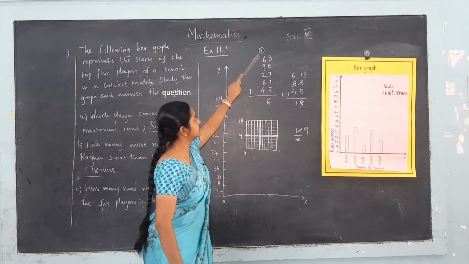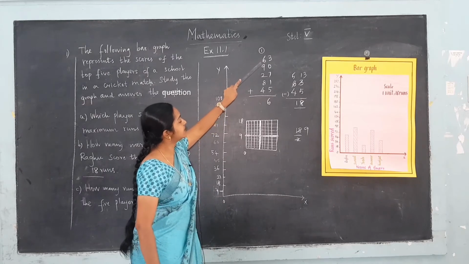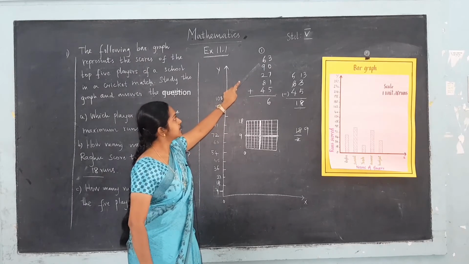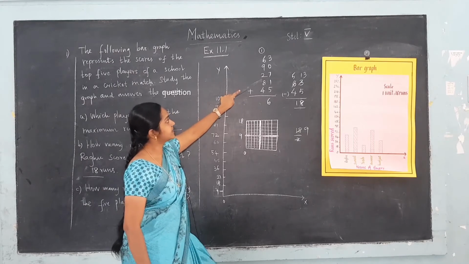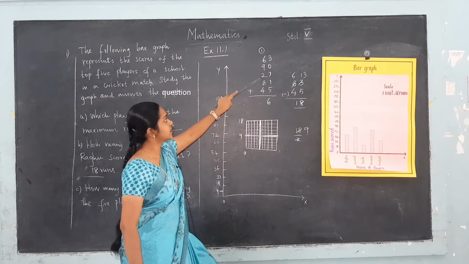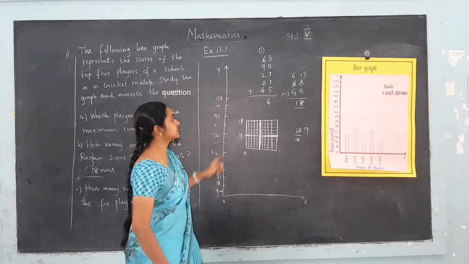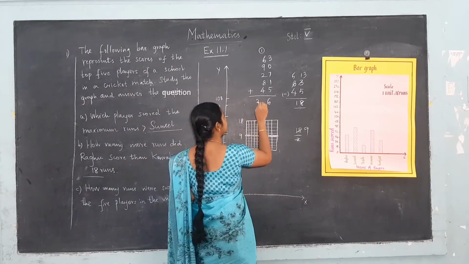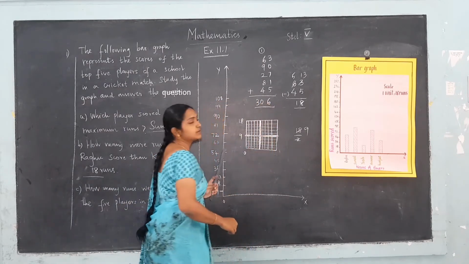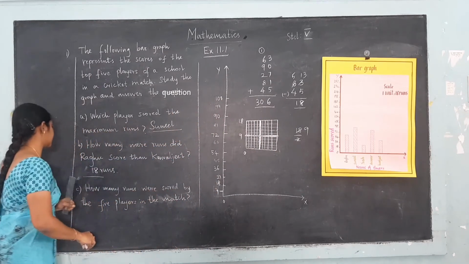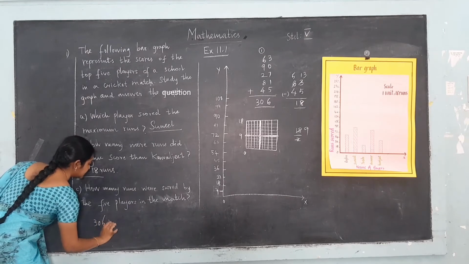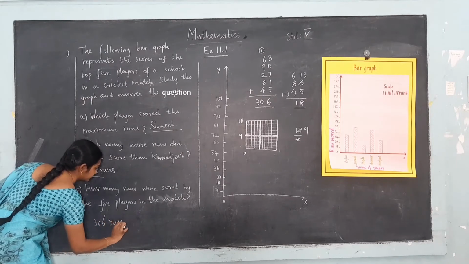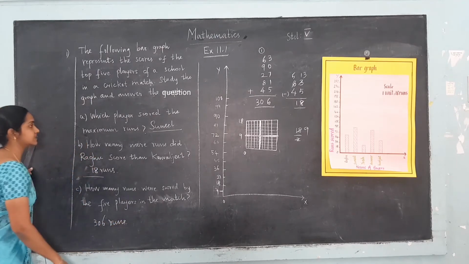6 plus 1 is 7. 7 plus 9 is 16. 16 plus 2 is 18. 18 plus 8 is 26. 26 plus 4 is 30. So the total runs is 306. 306 runs were scored. So this is the answer.